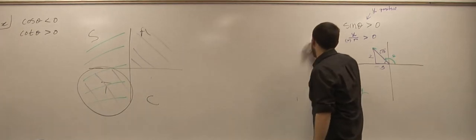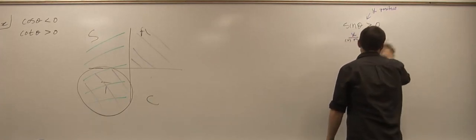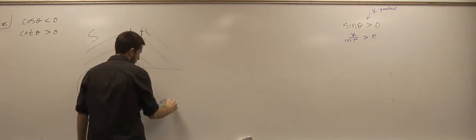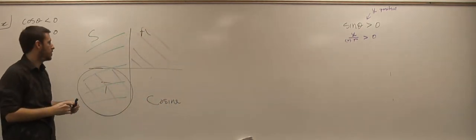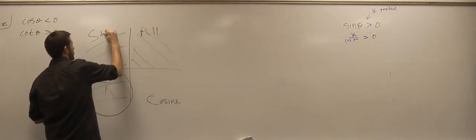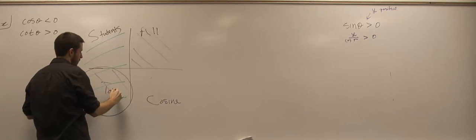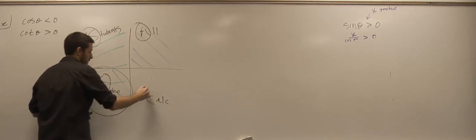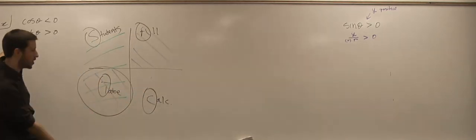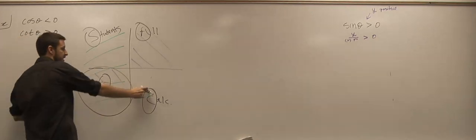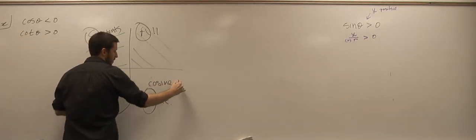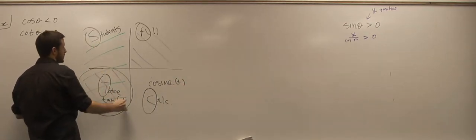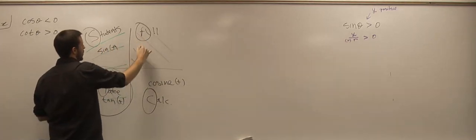How come it's not positive in the C region? C stands for cosine. When I describe this, All Students Take Calculus, these stand for specific things. I know that cosecant and cotangent and cosine all start with C, but this particular C stands for cosine. This T stands for tangent, this S stands for sine, and the A stands for all.